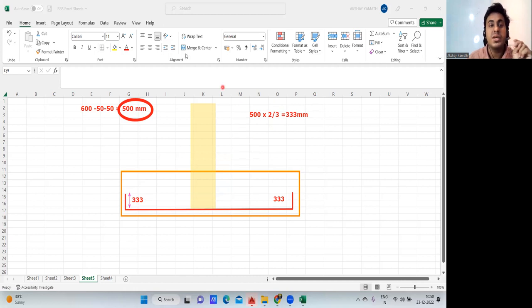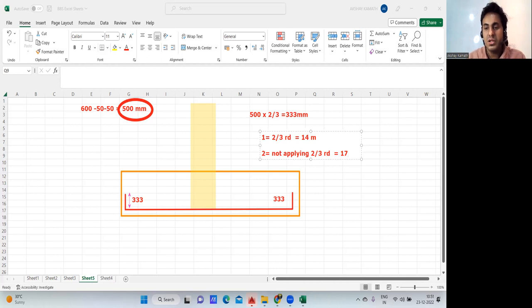Now the question is, let us say there are two people. Person one is applying this two-third rule, and there is another person who is not applying the two-third rule. Then who is correct? When you apply the two-third rule, let us say the cutting length of the bar comes to 14 meter, I'm taking random values. When you're not applying it, obviously the length will increase to 17 meter.